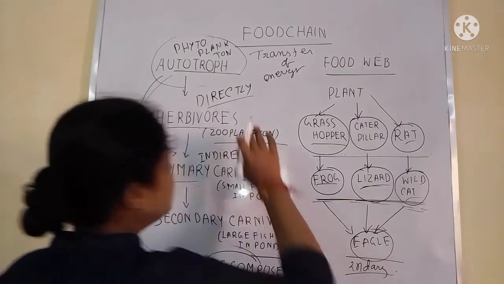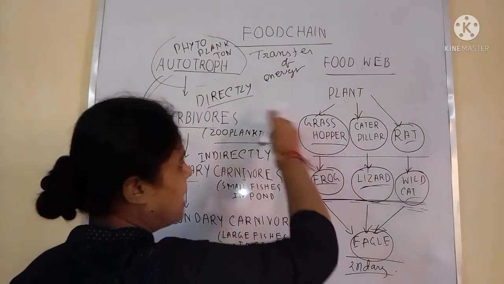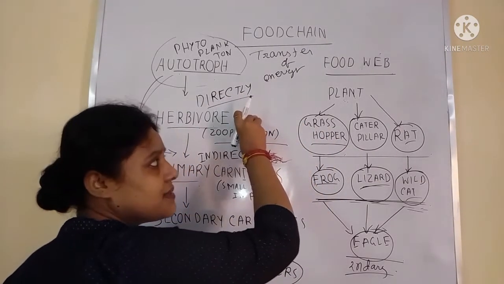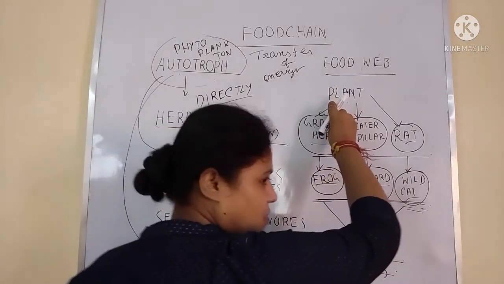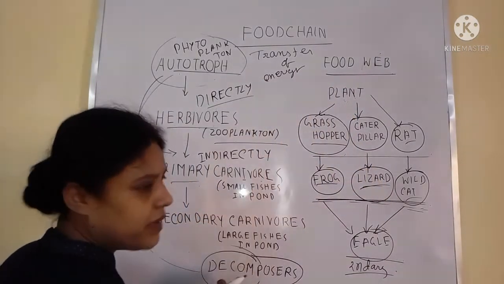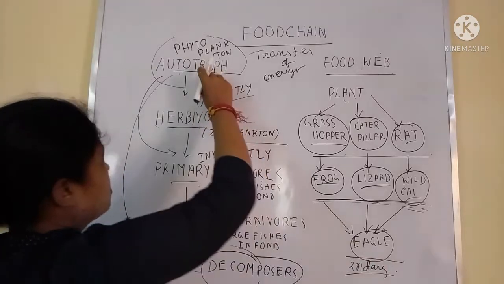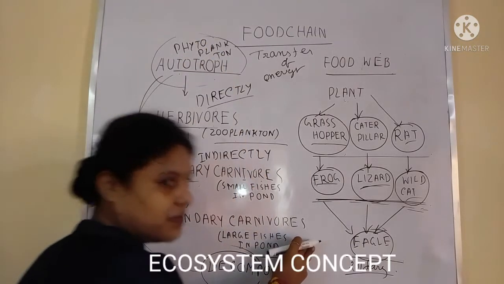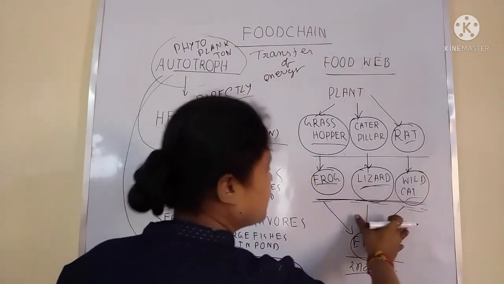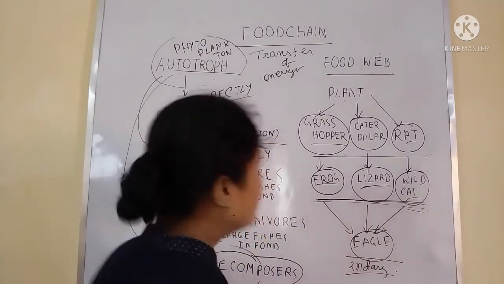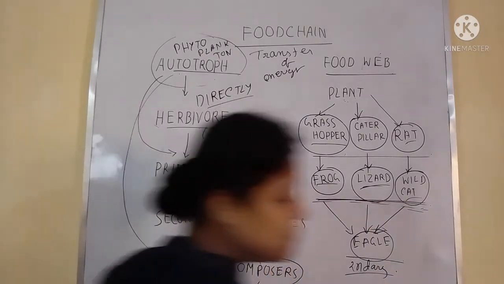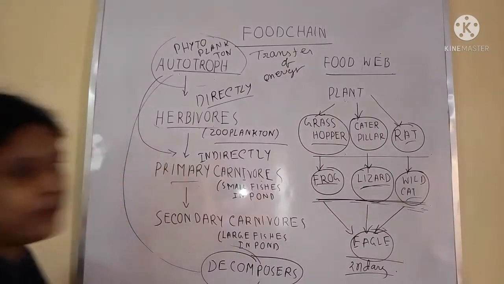Okay, so these are the differences of food chain and food web. Here energy also transfers, and here energy also transfers, but it is the simplest way where the energy transfers from the autotrophs to the secondary carnivores, and here the energy transfers in a complicated way. Okay, so these are the differences between the food chain and food web.